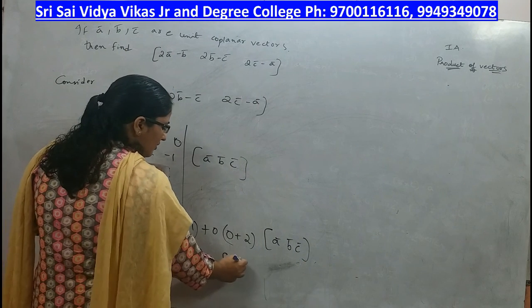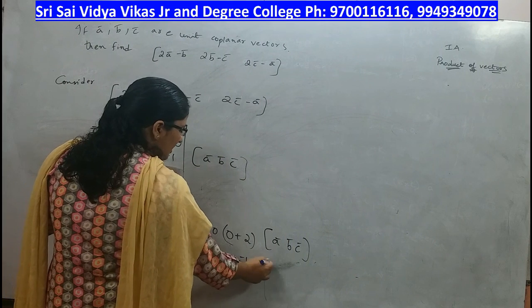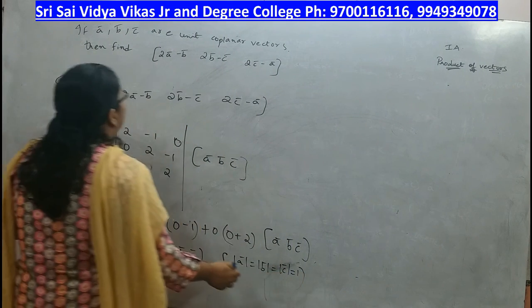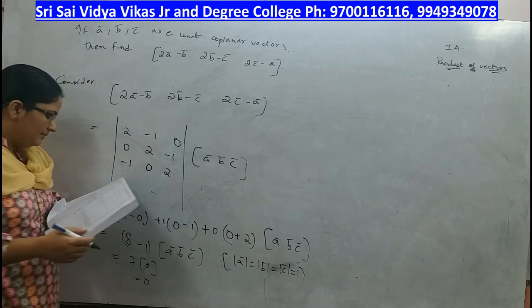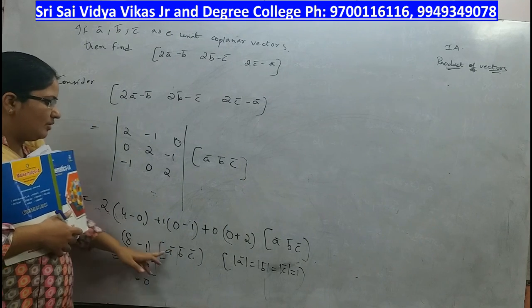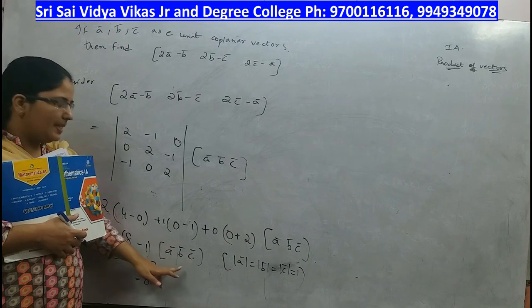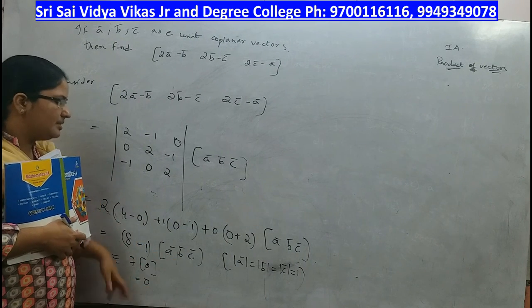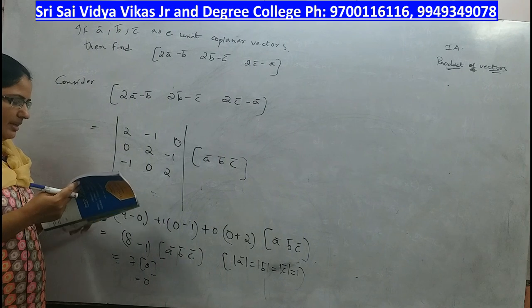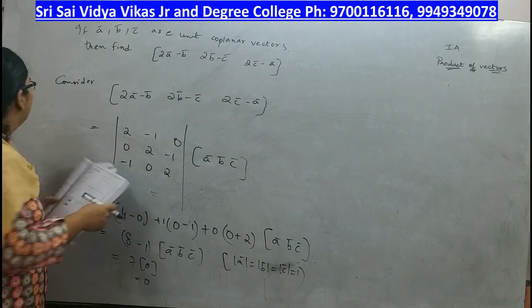Since modulus of a bar is equal to modulus of b bar is equal to modulus of c bar is equal to 1. Because they have given that they are unit coplanar vectors. Whenever these are unit coplanar vectors, the box of ABC will be 0. That's about that problem. Let us discuss the next problem.